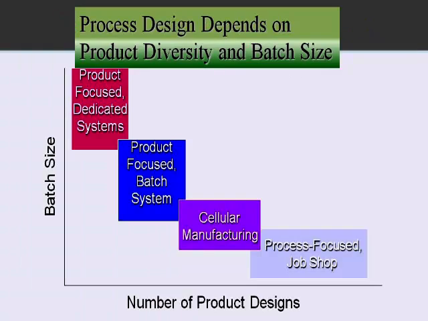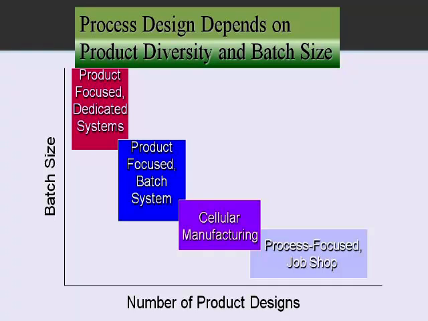Number of product designs, if you take it on the x-axis, and batch size on the y-axis, processes are focused and job shop. Because of the processes, a variety of processes can be imported and a variety of products can be manufactured, and the batch size would invariably be very small. On the other hand, in product focus dedicated systems, we take the extreme one, where batch sizes would be high and the number of product designs is less.